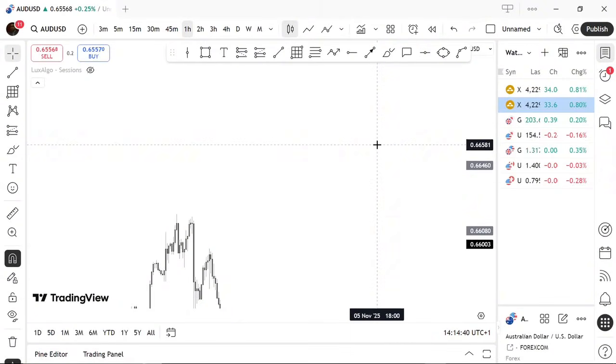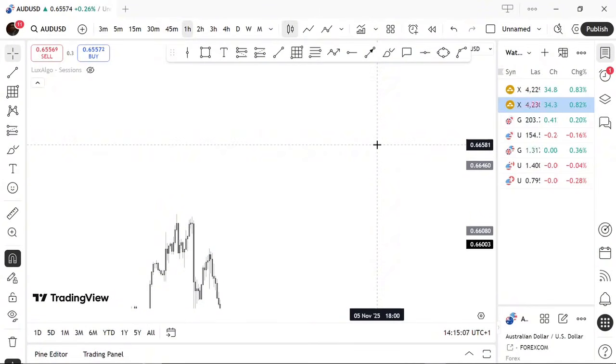Now, this reaction can be in the form of what? Continuation or reversal of momentum. The levels are called high probability because they are backed by certain criteria. These are the criteria we'll be looking into in this session. The first criterion is the most important one for you to note in this session. The first criterion is that it must be in line with structure.